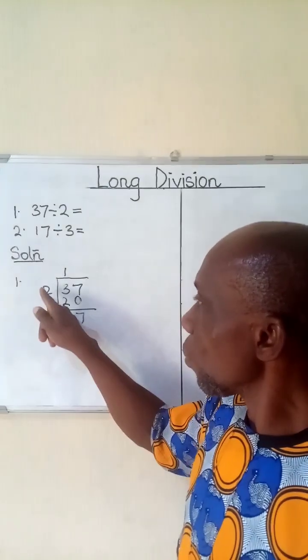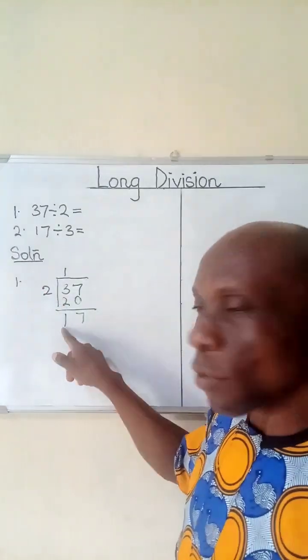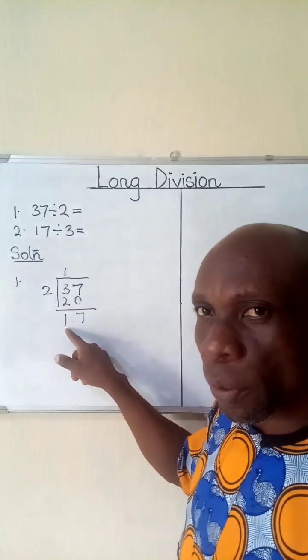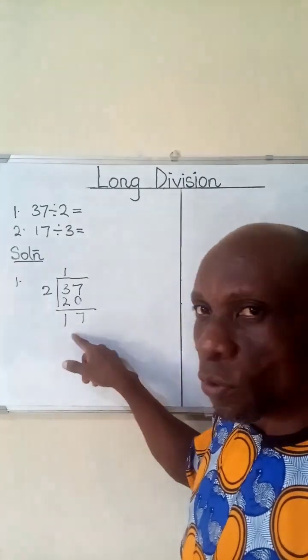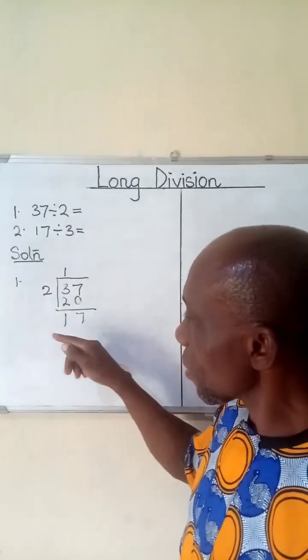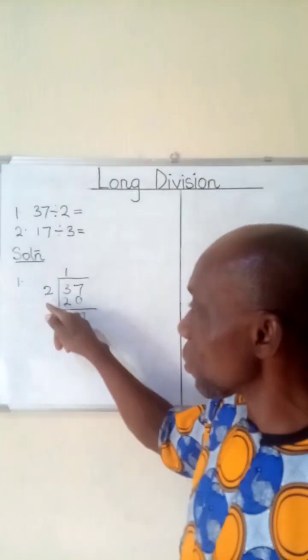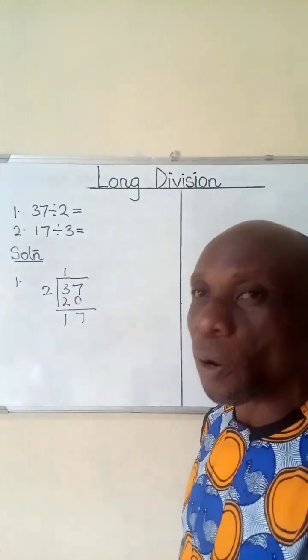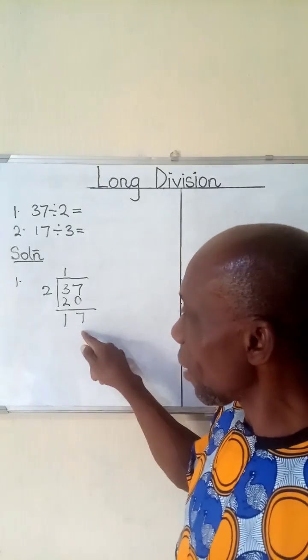7. So 2 goes into 1. Definitely there is no way you can bring out 2 from 1. In that case, we are going to consider the 2 digits. The moment the first or tens digit is less than the divisor, or the number you're using to divide, you consider the 2 digits all at once. So we are going to consider 17.